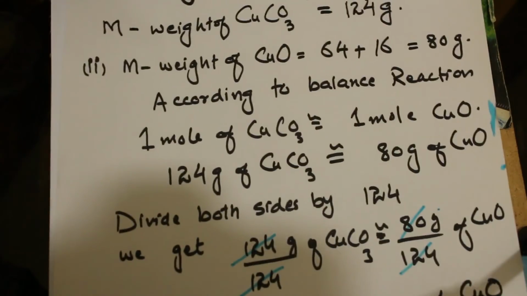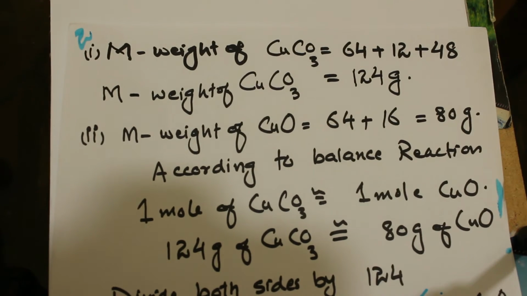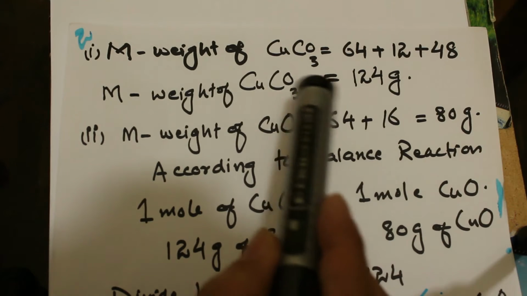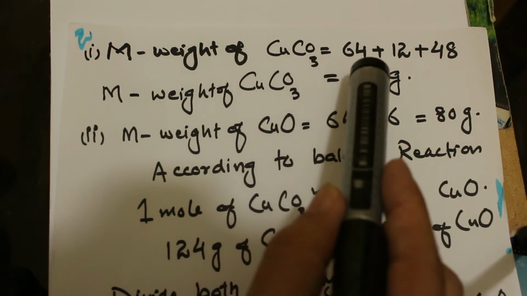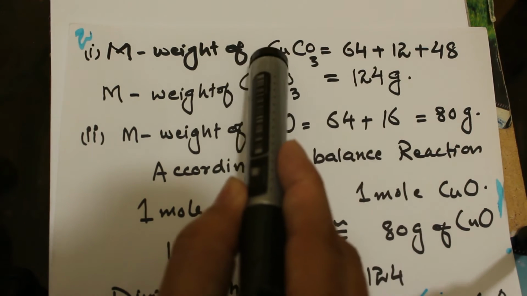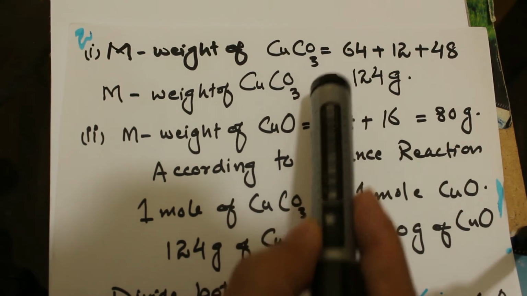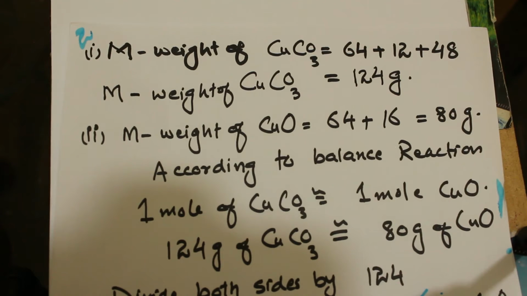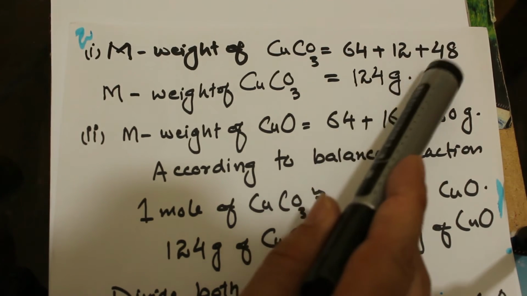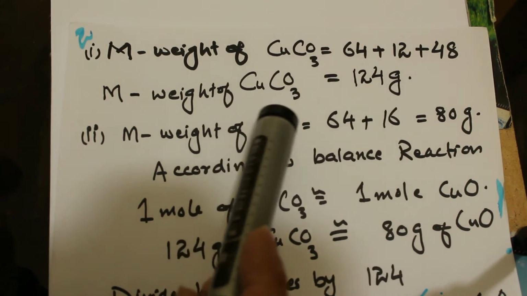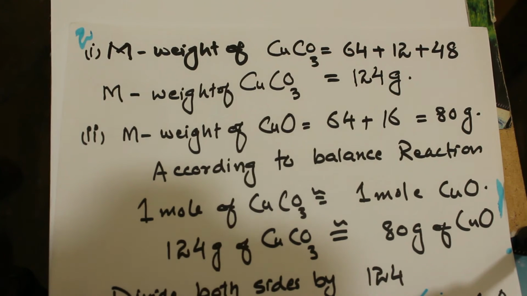Now let me show you the second page, on which we will calculate the molecular weights of the copper carbonate and the copper oxide. The molecular weight of copper carbonate is 64 AMU for the copper atom, 12 for the carbon atom, and 48 for the oxygen atoms, because the atomic mass of oxygen is 16 AMU but here we have 3 oxygen atoms, so we multiply by 3 and get 48. Adding up all three values, we get 124 gram of copper carbonate.